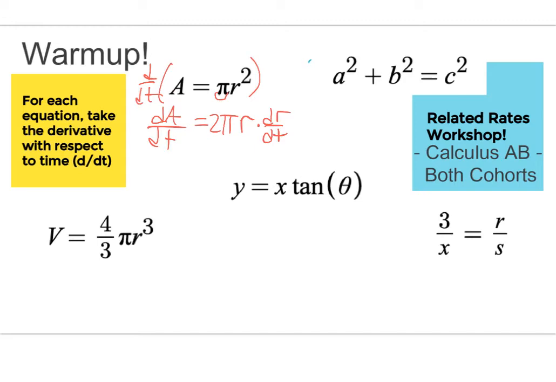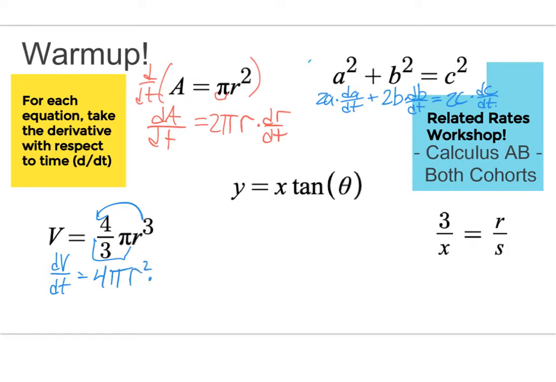Next up, we've got the Pythagorean theorem. So we've got 2a times dA dt plus 2b times dB dt is equal to 2c times dC dt. All right, then we got a volume formula. This is the volume for a sphere. So dV dt, and here we've got a constant. That becomes 3 times 4/3, which is 4 pi r squared dr dt.